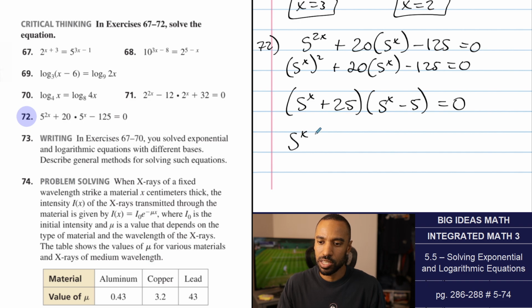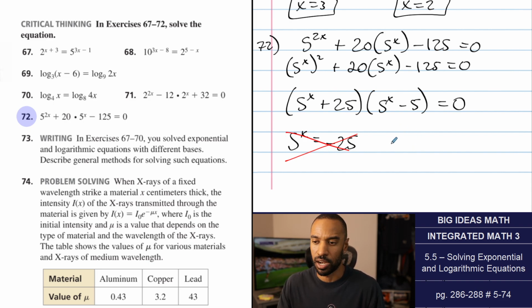So 5 to the x plus 25 equals 0. 5 to the x equals negative 25. That's not possible. So you'll have to leave that as is. You can't do anything with that. You can't raise a positive base to an exponent and get a negative number.